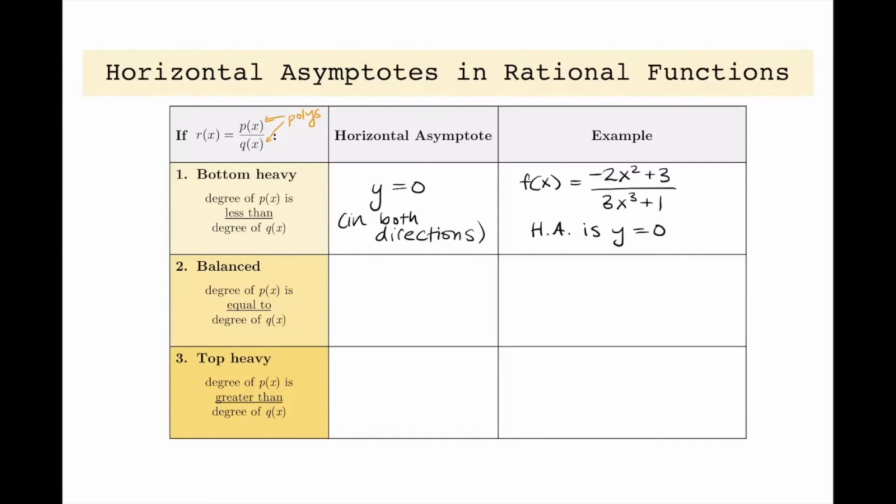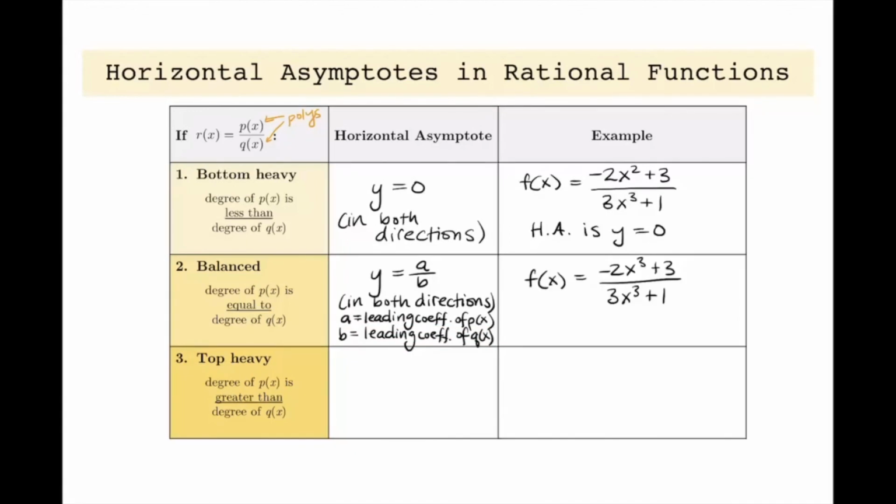In the second possibility, when the degree of the top and bottom are equal to each other, the horizontal asymptote is going to be the ratio of the coefficients. So I write that as y equals a over b, and this is again in both directions, positive and negative infinity. And the a and the b are the leading coefficients of the polynomial in the top and in the bottom. So a is the leading coefficient of p of x, and b is the leading coefficient of q of x. The leading coefficient is the number that is multiplied by the largest power of x.